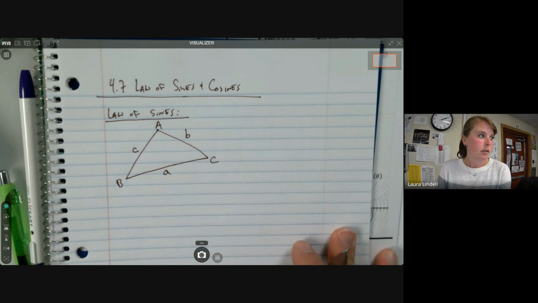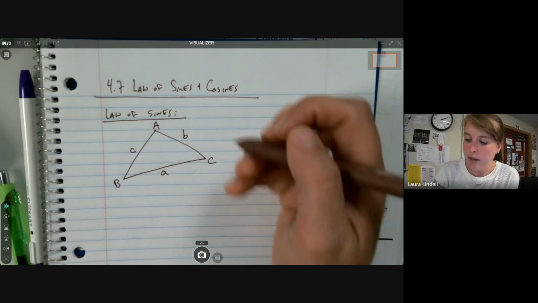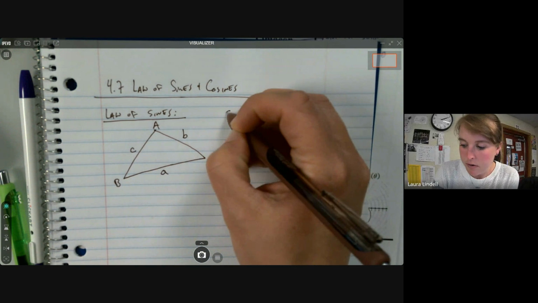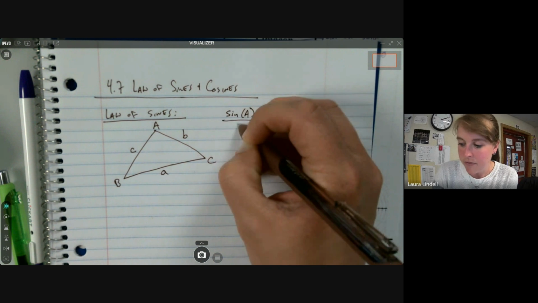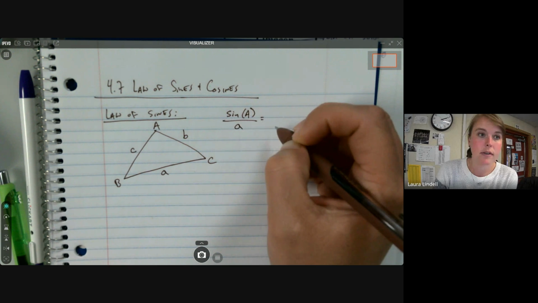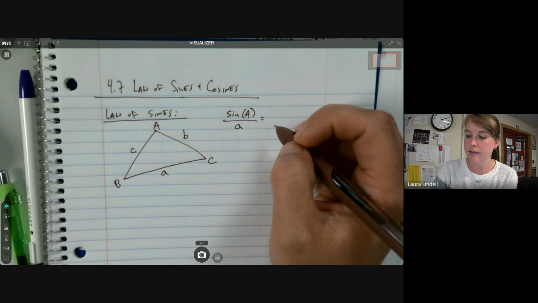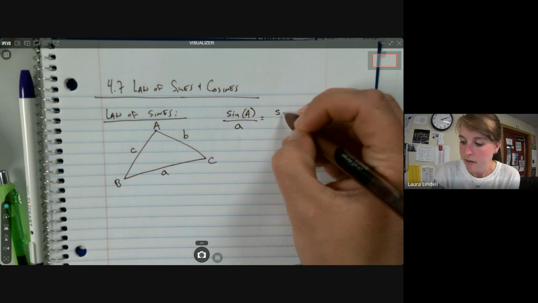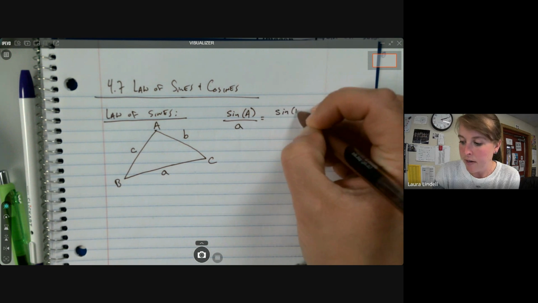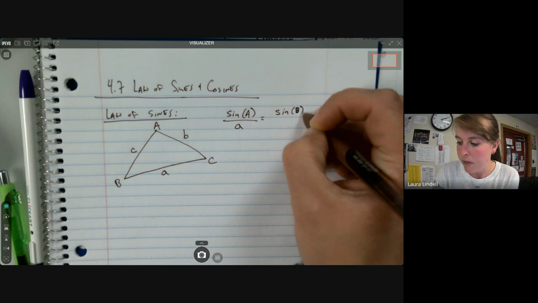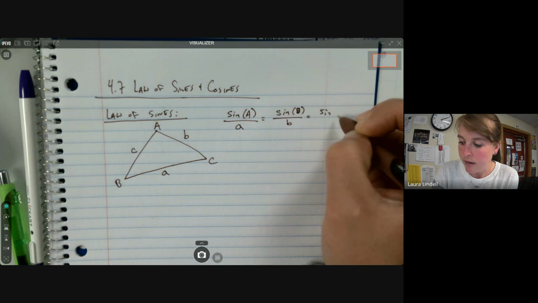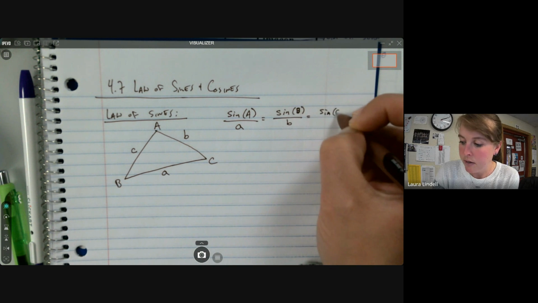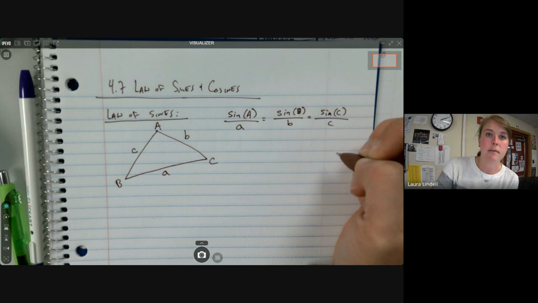All right. So the law of sines says that the ratio of the sine of an angle to the length of the side is equal across all three sides and angles. So sine of A over a is the same as sine of B over the length of side b, which is equal to the sine of angle C over the length of side c.